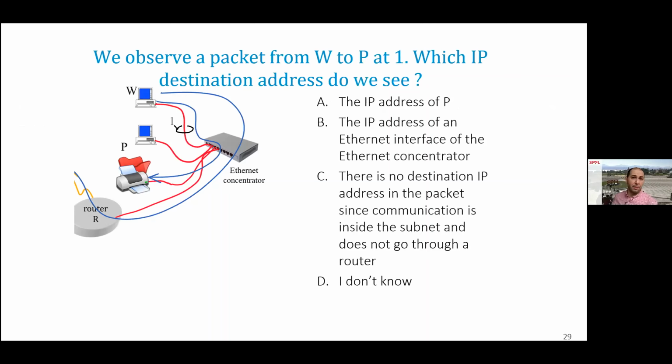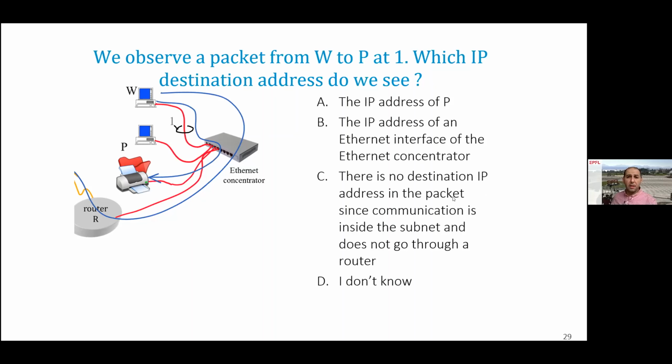Whatever the machine is, whether connected directly to the same LAN or not, we have to respect the layered architecture, and the packet always has to carry the IP address of the destination. If you look at the second option, the IP address of an Ethernet interface of the Ethernet concentrator, this is wrong, simply because this switch does not have a network layer. This is what I said in the previous slide. So it does not have an IP address. It acts only at the MAC layer.